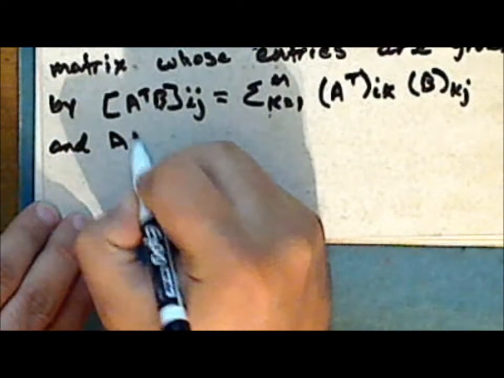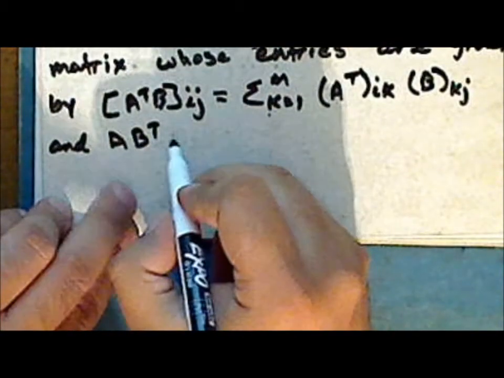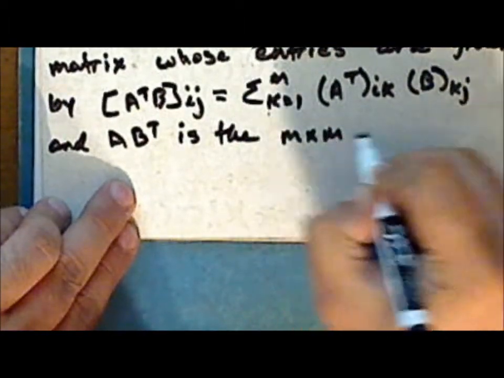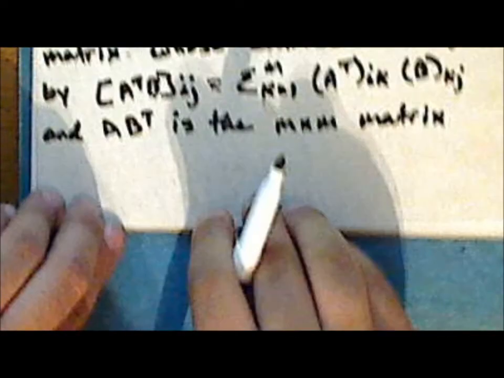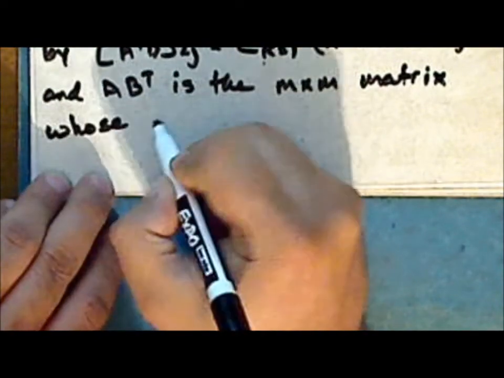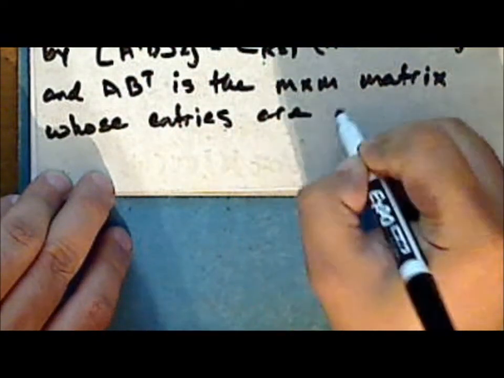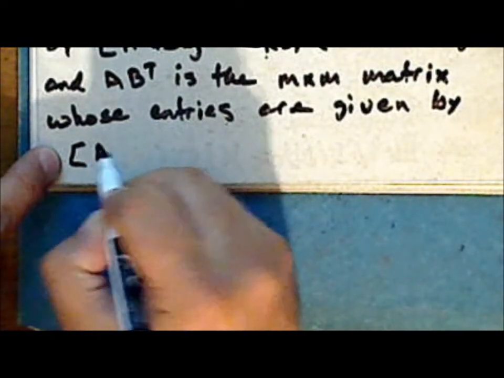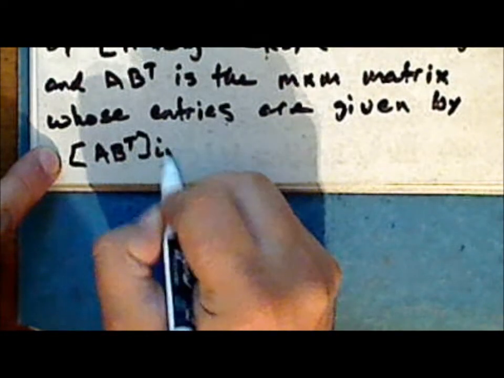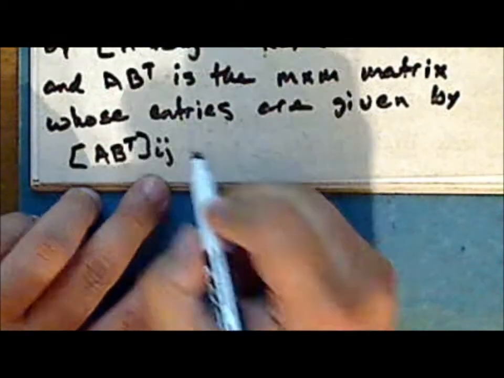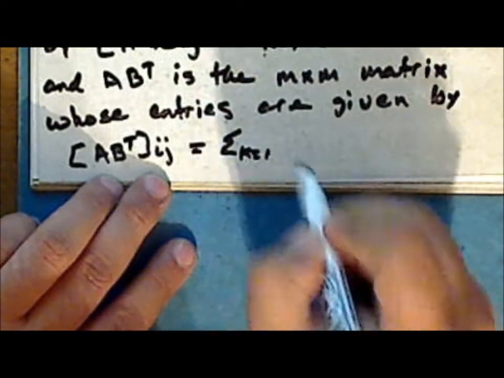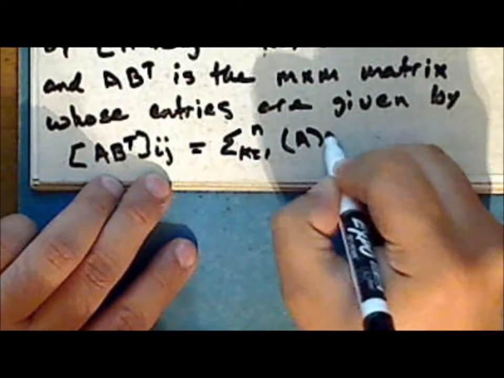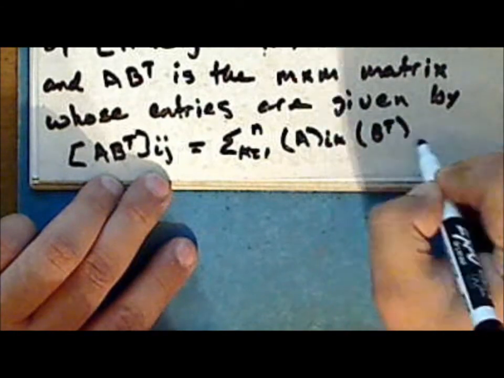And if we multiply A with the transpose of B, we post multiply A by the transpose of B. This is the m by m matrix whose entries are given by the component in row i, column j, of A B transpose is the sum over the index k, ranging from 1 to n, of the rows of the matrix A with the columns of the transpose of B.